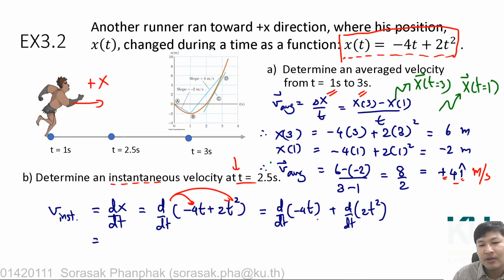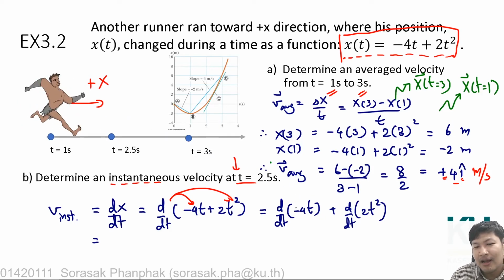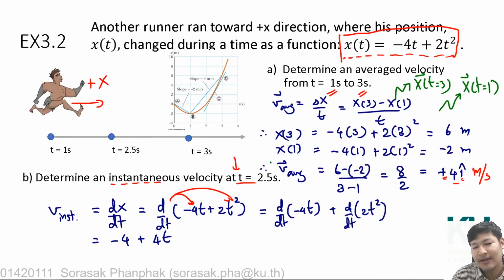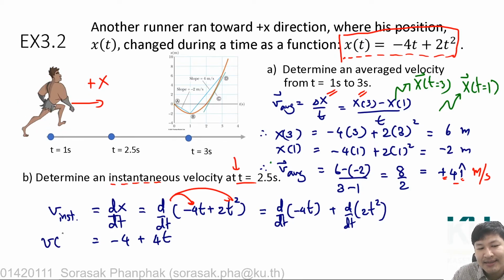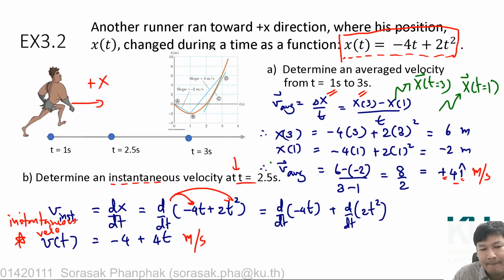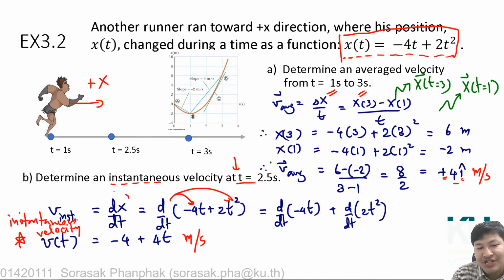So the way to differentiate it, if you have the power, you have to subtract 1 and you get that outside. So in this case you get the minus 4 out of the first differentiation, and the second one is 4t from the differentiation. This is your v(t) in meters per second. So this is how you find the instantaneous velocity, right? Just differentiate the function inside.